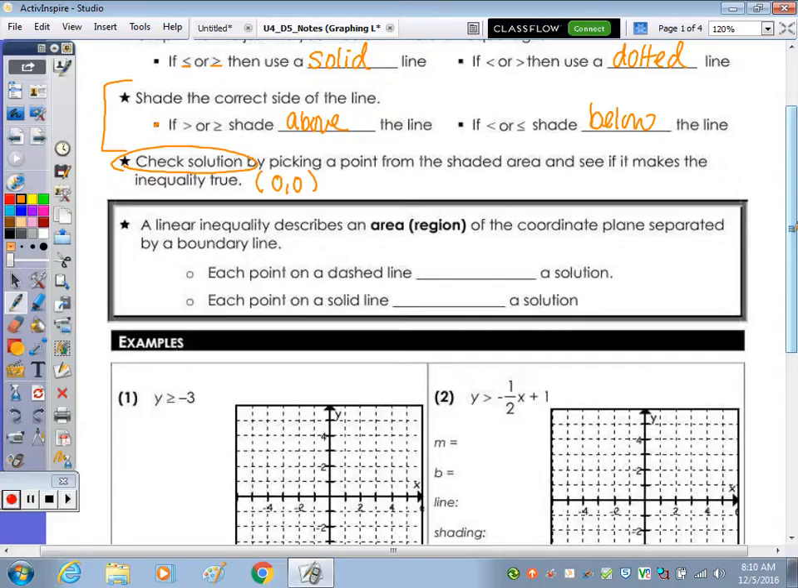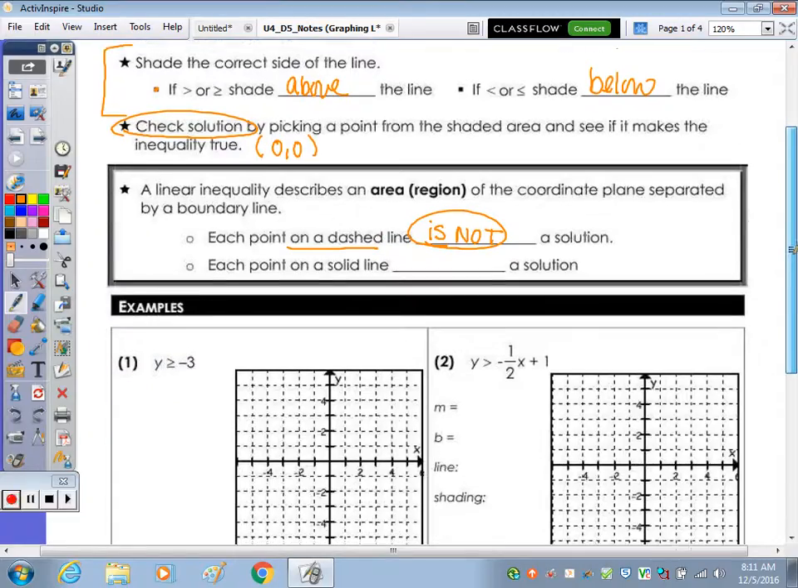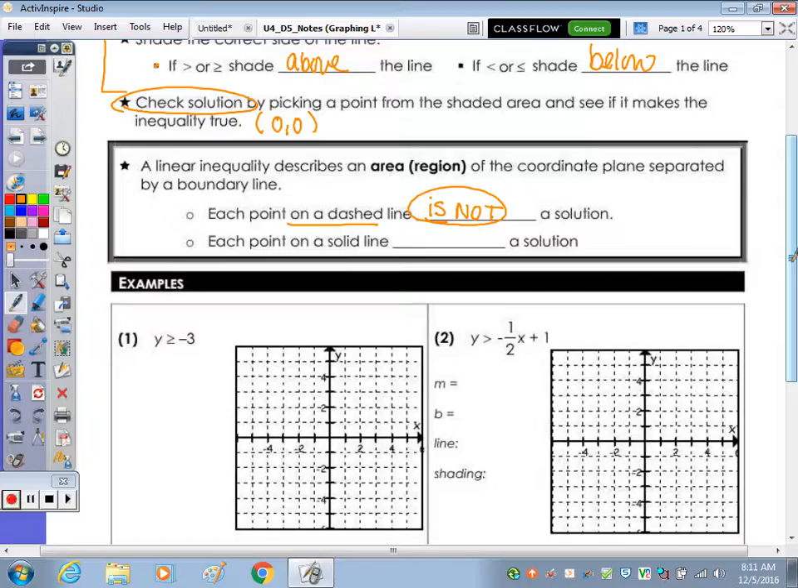Each point on a dashed line is not a solution. Because the line is dashed, it's not including all of those points on the line, but we need that boundary to identify where the solution set is. If the line is solid, then each point is a solution. So let's take a look at some examples.